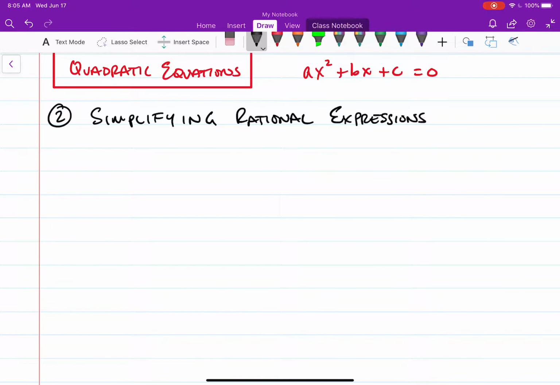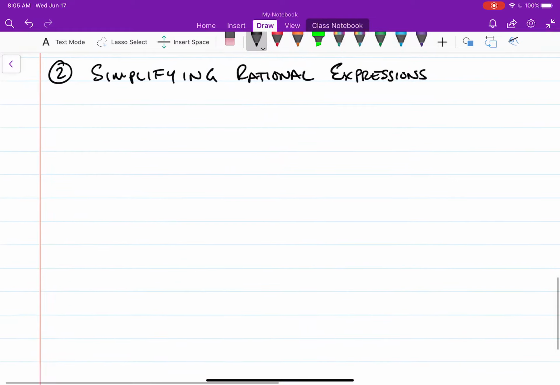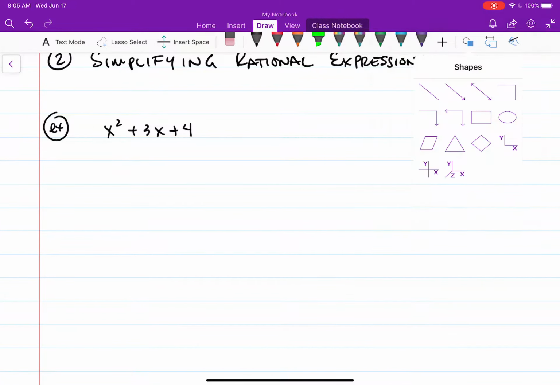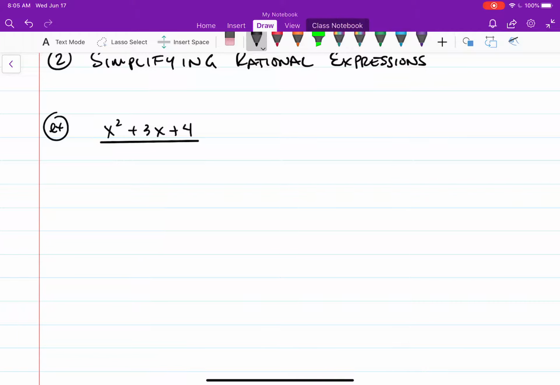Okay, so again, we're simplifying fractions essentially. However, it's not going to be as easy as you might think it's going to be because we're bringing back factoring. So let's do an example here. We might have something like this: x squared plus 3x plus 4 over x squared minus x minus 20.